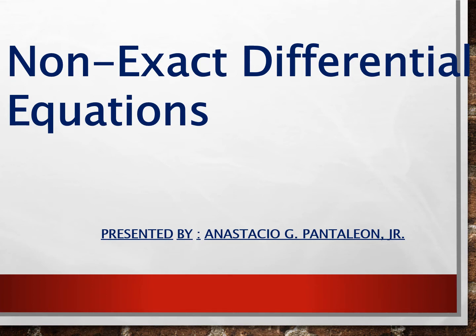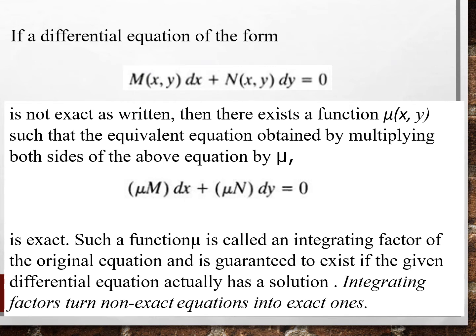And in this video, we will be learning about the non-exact differential equation. So if a differential equation of the form M(x,y) dx plus N(x,y) dy equals 0 is not exact as written, then there exists a function mu(x,y) such that the equivalent equation obtained by multiplying both sides of the equation by mu, that is, mu M dx plus mu N dy equals 0, is exact.